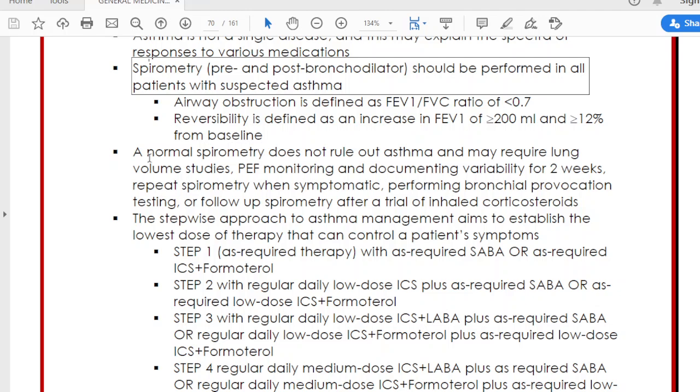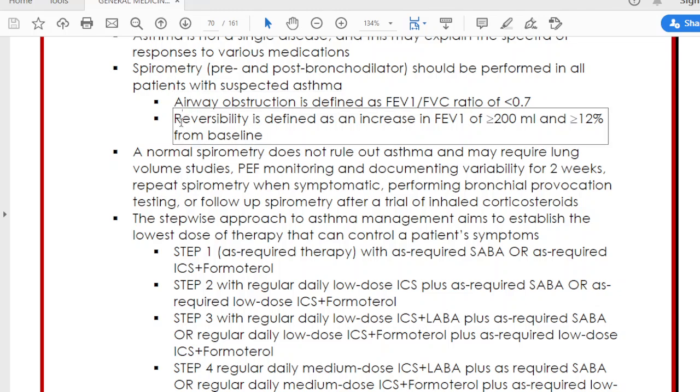Spirometry, pre- and post-bronchodilator, should be performed in all patients with suspected asthma. Airway obstruction is defined as an FEV1/FVC ratio of less than 0.7. Reversibility is defined as an increase in FEV1 of at least 200 ml and at least 12% from baseline.